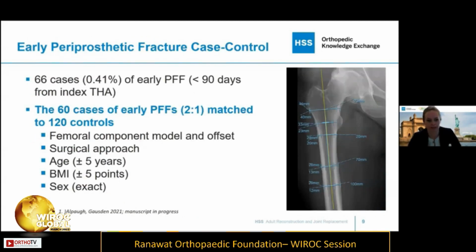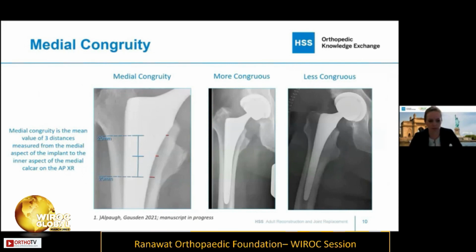So I had a fellow last year that looked up our early periprosthetic fractures at HSS. These were the ones that were occurring in the first 3 months after an index primary routine total hip. And he matched them to 2 controls, or patients that didn't fracture early on. We matched them according to make and model of the implant, surgical approach, age, sex, and BMI. So we were really trying to hone in on the sizing and alignment of the component and how that affected risk. He made a lot of measurements, and what he came up with was that the medial congruity is a very important thing to look at in your intraoperative or postoperative film. So the more medial incongruity you have, the higher risk you have for fracture.